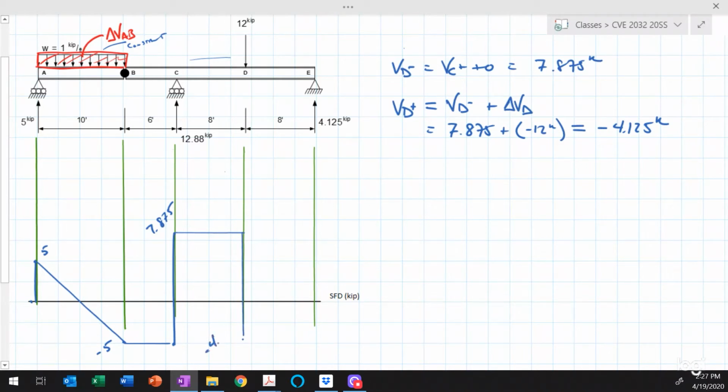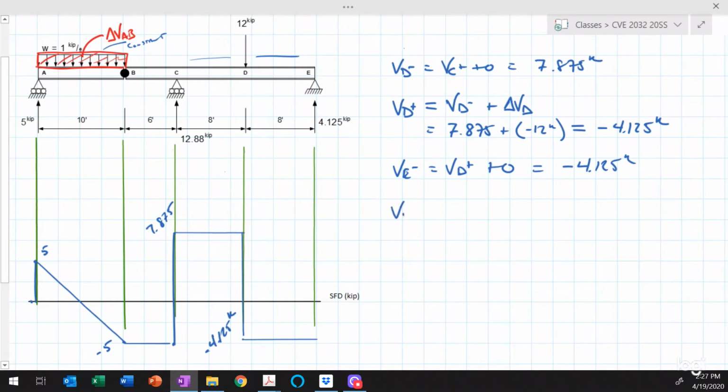So minus 4.125 kips. And then nothing happens on the beam, no loads between points D and E. So there's no change in shear between points D and E. Then we could say that V sub E minus is equal to V sub D plus 0. So that's equal to minus 4.125.